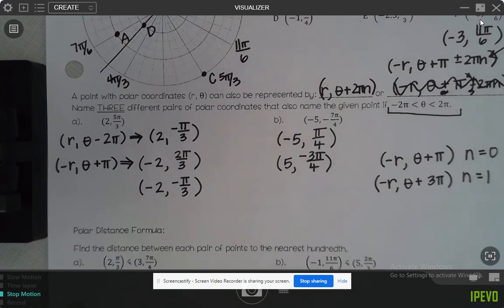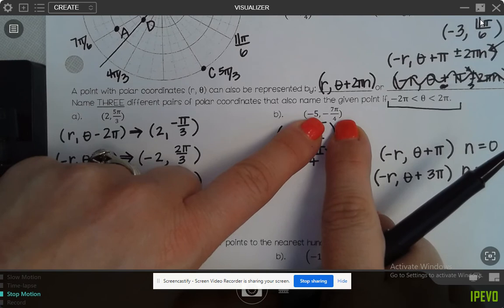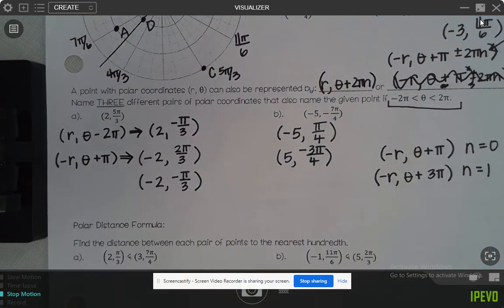Well, what is 3 pi in terms of fourths? 12 pi over 4. Go back to your original angle. Negative 7 pi over 4 plus 12 pi over 4. So what is negative 7 plus 12? 5.